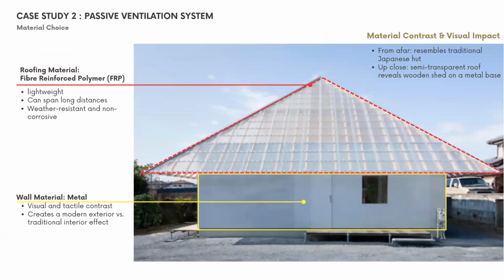And then material wise, for this building, the upper part, which is the roof, is using FRP because it's lightweight, can span longer distance, and also it's weather resistant and non-corrosive. For the wall material, it's using metal because it's a visual and tactile contrast compared to the upper part of the roof, which is semi-transparent. So from the exterior, it looks very traditional, but the material choice gives it more of a modern feeling. So it gives a visual contrast.